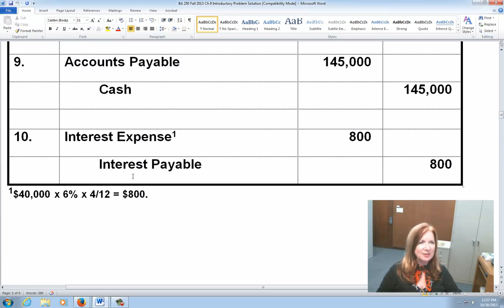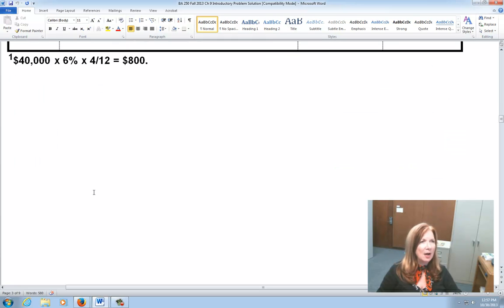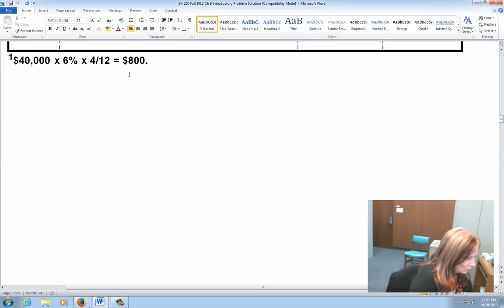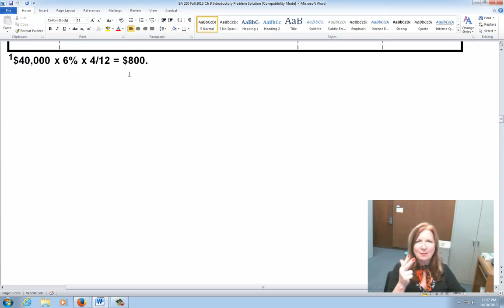Recorded accrued interest at the end of the year. So now I'm going to pull this up here. I have a $40,000 loan at 6%, and the loan was issued. It was borrowed for all of September, October, November, and December. So those 4 months, 4 of the 6 months were in this year. So it's going to be 4/12. So 40,000 times 0.06 times 4/12, and that would be $800. Remember, the interest rate is always stated per annum, so the time has to be stated per year.